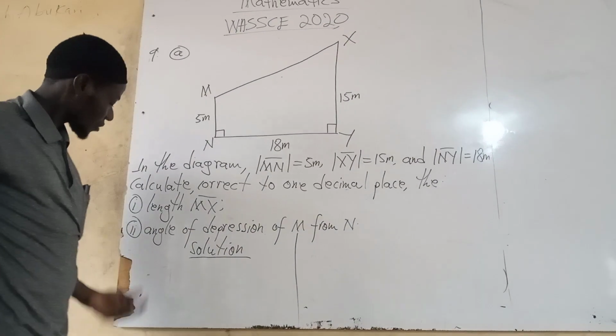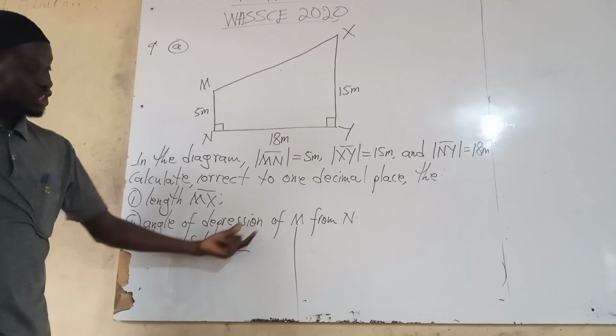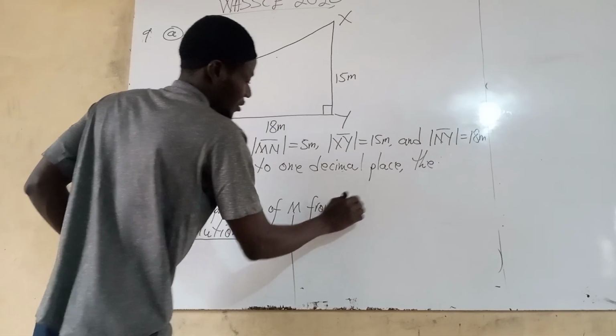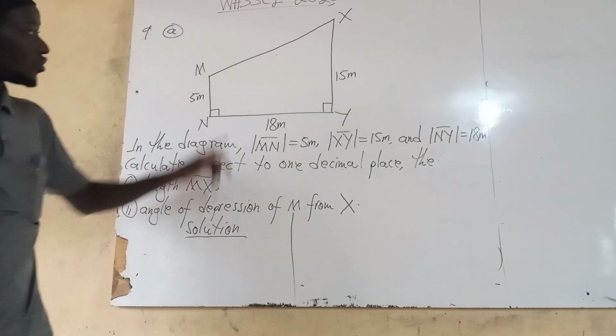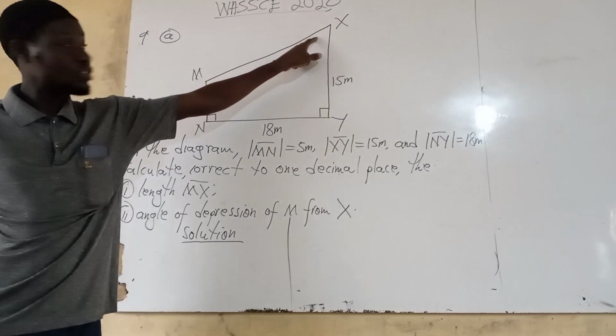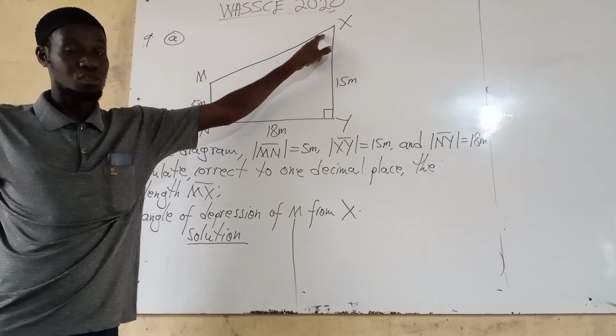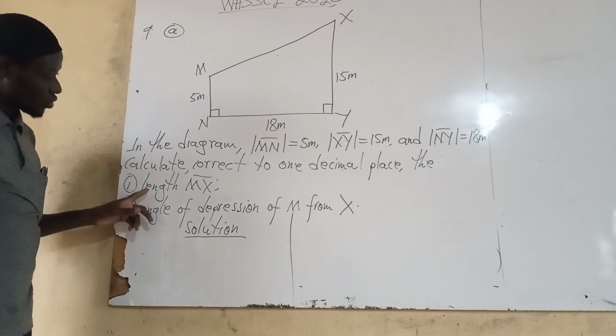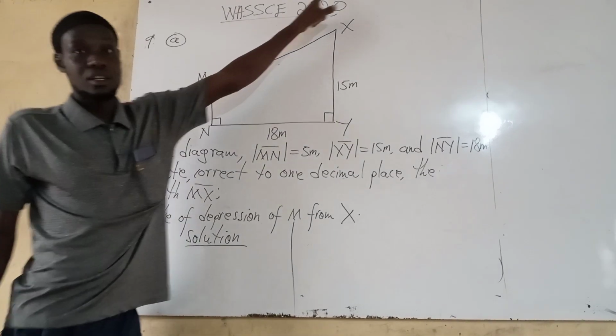Roman number 2, angle of depression of M from X. The angle of depression, meaning this angle. You want to calculate this angle. So now to do that, first of all we are looking for the length of MX.